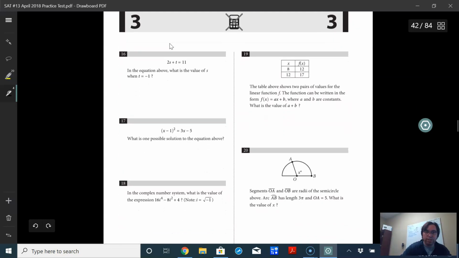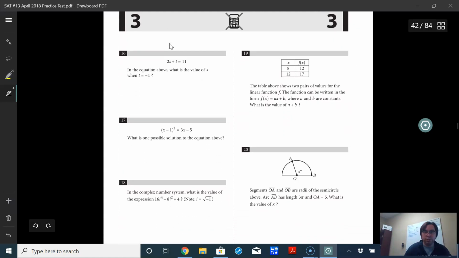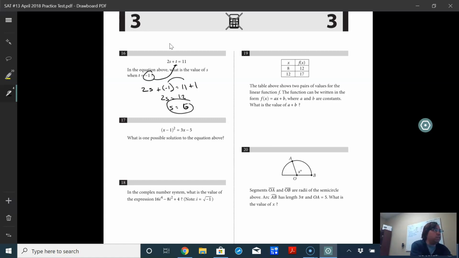Okay, number 16 here. This one is asking, in the equation above, what is the value of s when t equals -1? So when you take this, plug it in there, we can say 2s plus -1 equals 11. Then you have to move this over and add the 1. So now we are at 2s equals 12 and s equals 6. So that would be our final answer on that one. You can see that one is pretty straightforward and simple.